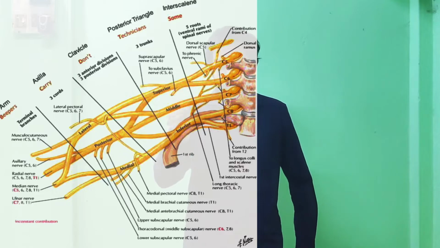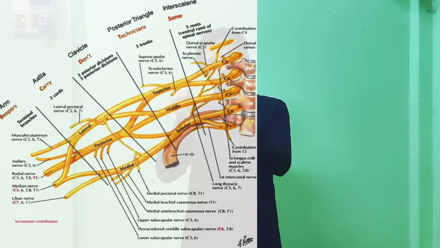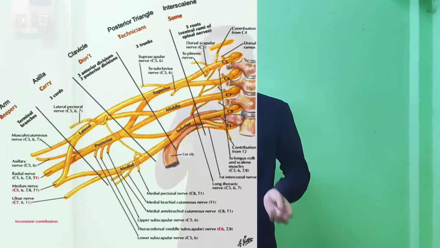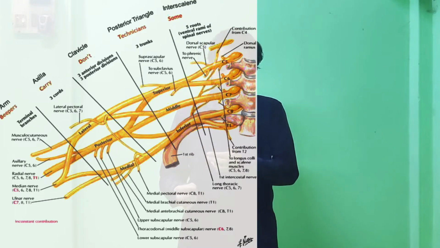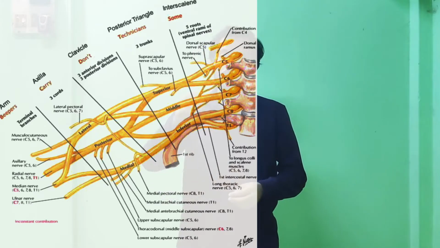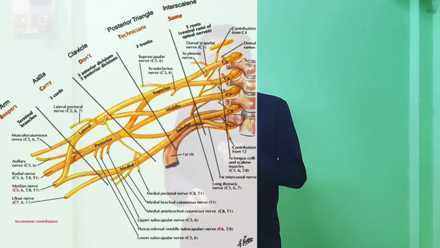And another nerve arises which also connects with C6 and goes downward, also connects with C7, goes downward, also connects with C8, goes downward, also connects with T1. So this entire lengthy nerve is known as the long thoracic nerve. Okay, so I will talk about this nerve in future.